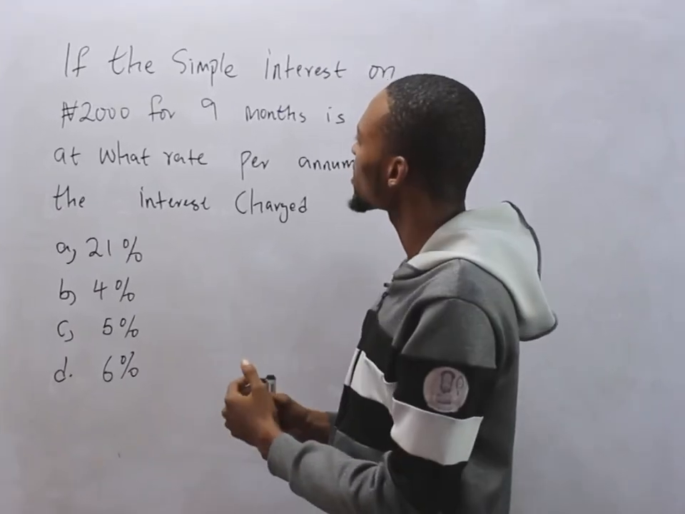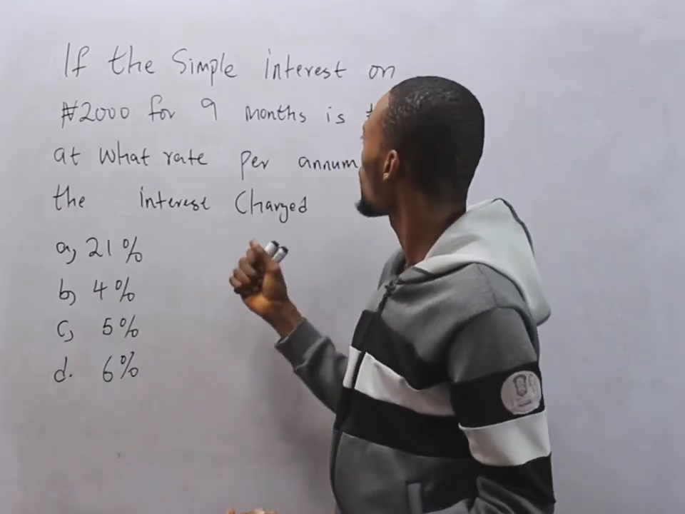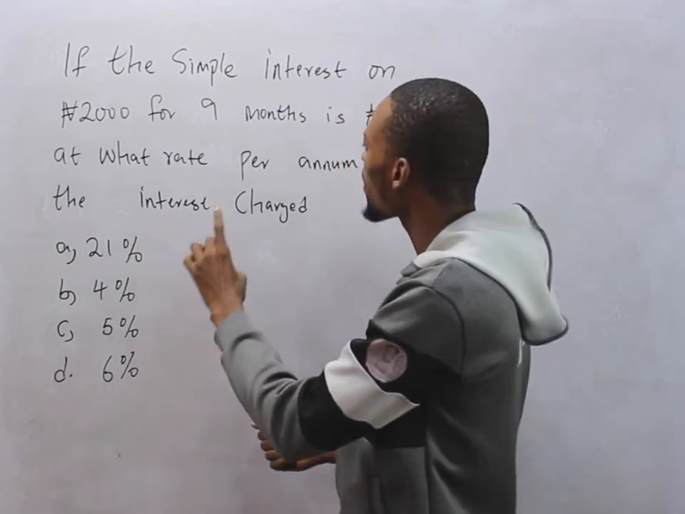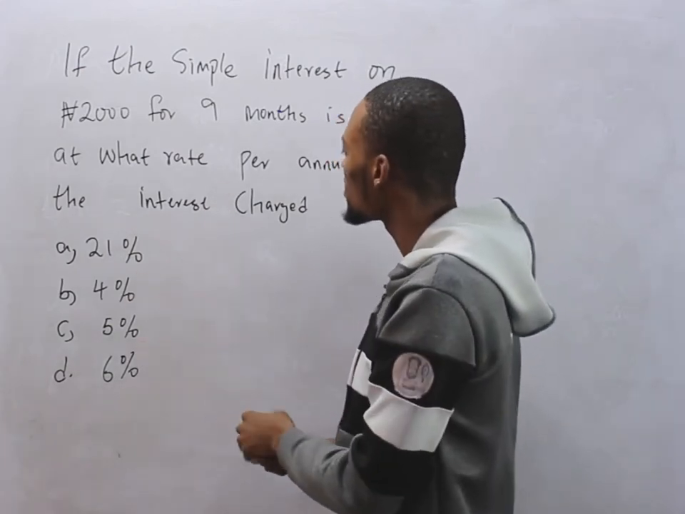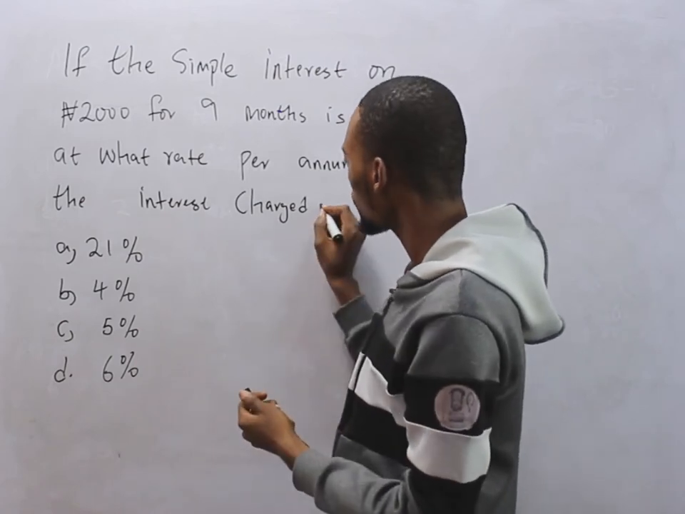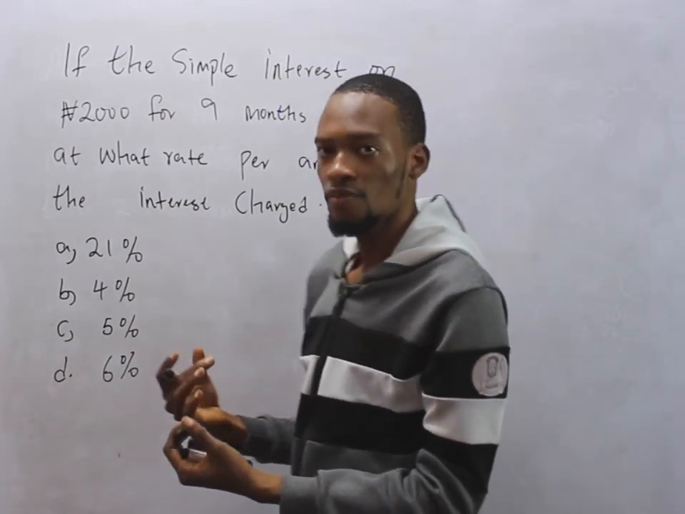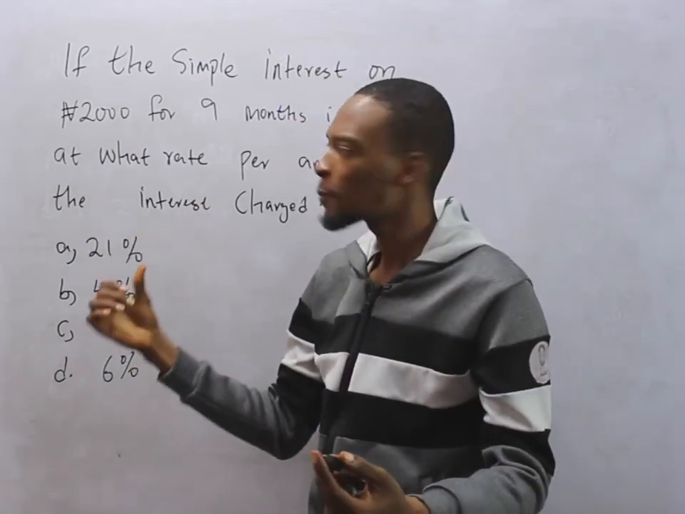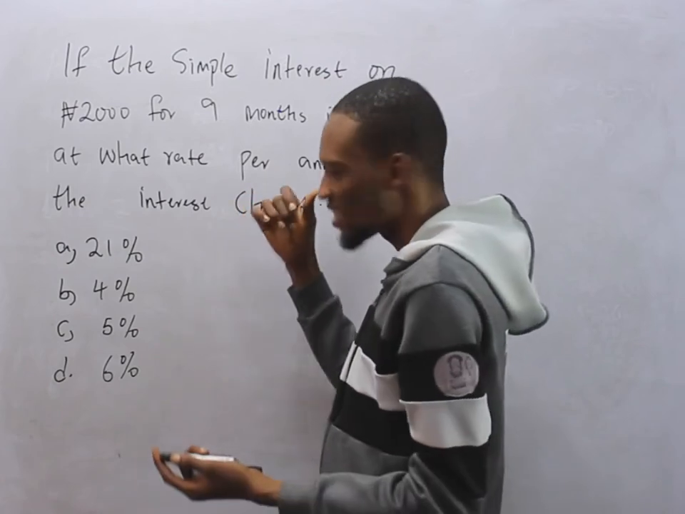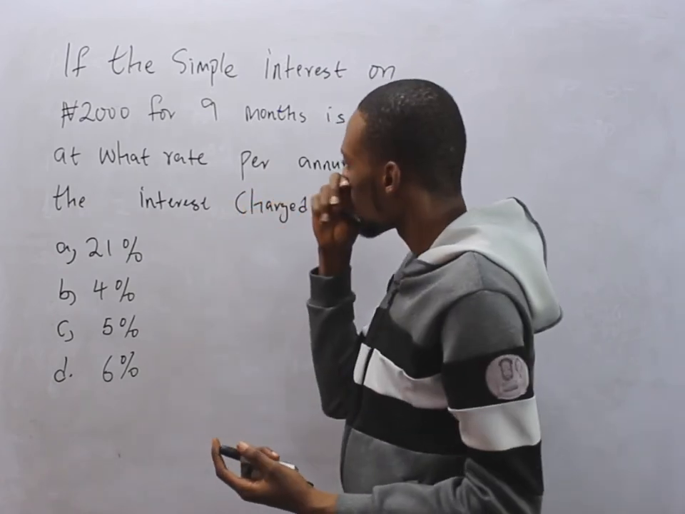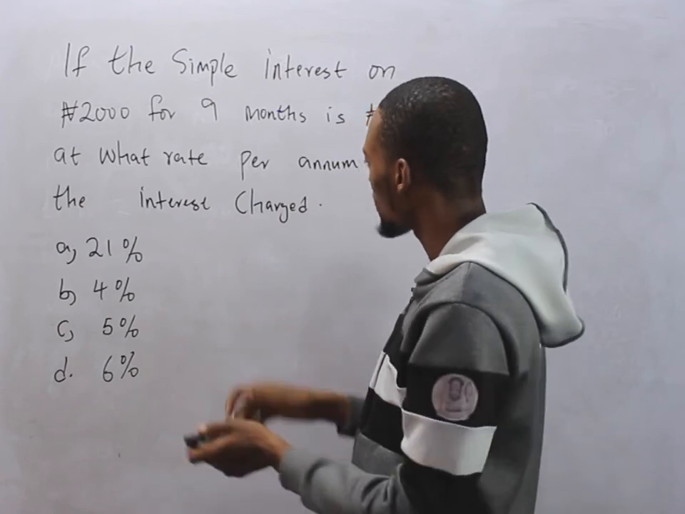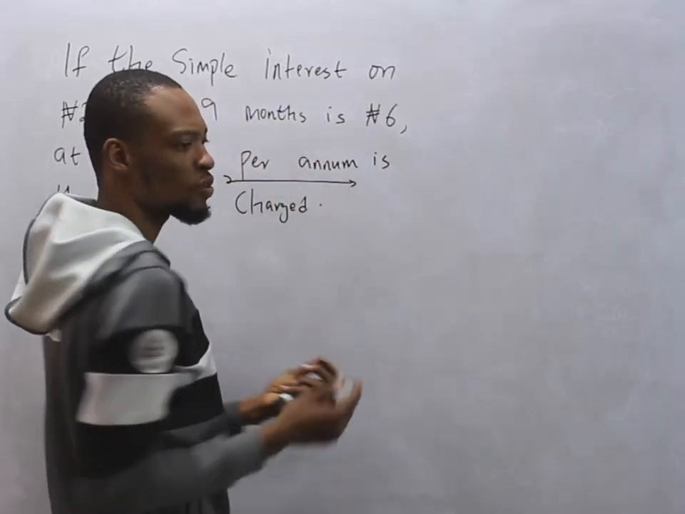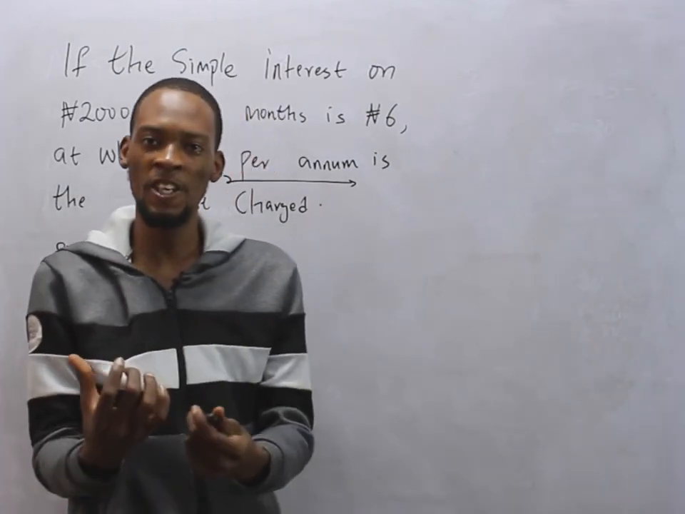If the simple interest on 2000 naira for 9 months is 6 naira, at what rate per annum is the interest charged? Now look at it. The simple interest on 2000 naira, which is the principal, for 9 months is 6 naira. At what rate per annum is the interest charged? Now, per annum simply means per year. So we are calculating the rate per year.